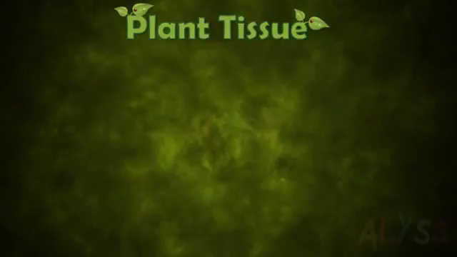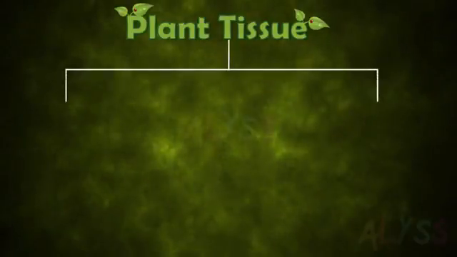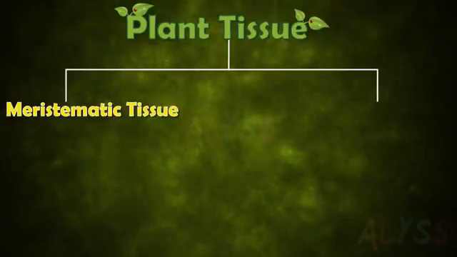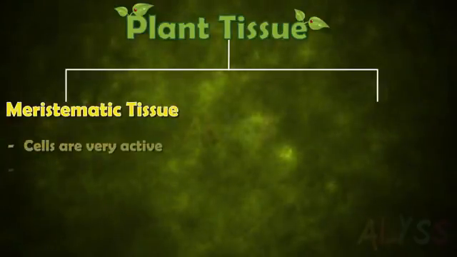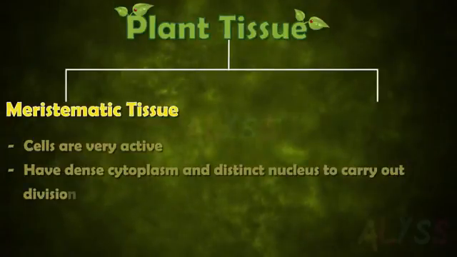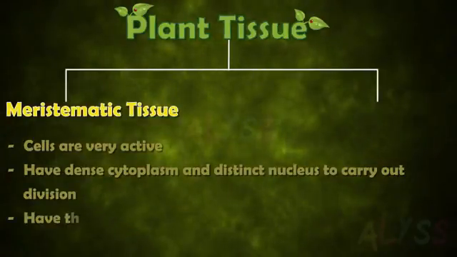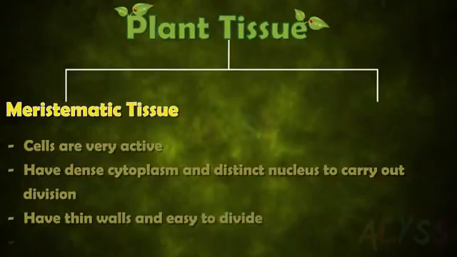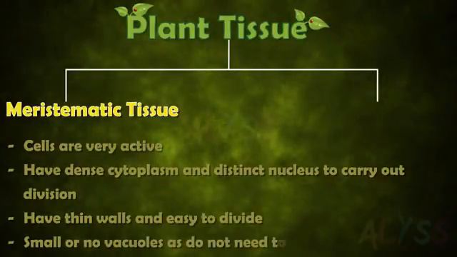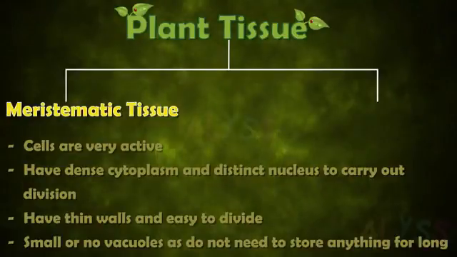There are two types of plant tissue. The first one is meristematic tissue, which has dividing cells. The cells are very active, have dense cytoplasm and a distinct nucleus to carry out division. They have thin walls and are easy to divide. They have small or no vacuoles, as they do not need to store anything for long.